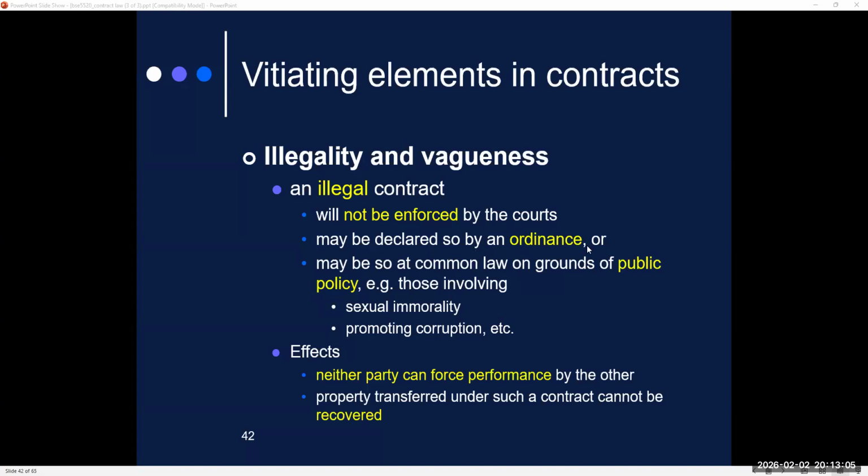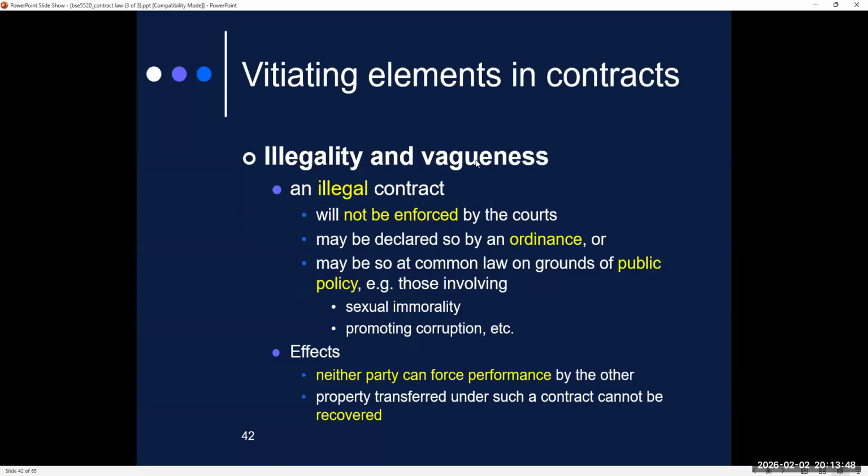Maybe declared so by an ordinance, or maybe so at common law on grounds of public policy. Some other examples are like sexual immorality, right? Say if it is a contract on this matter, it is of course illegal. And if it is a contract promoting corruption, it is also illegal. Effects: neither party can force performance, and money paid cannot be recovered, because at the beginning this is already an illegal contract.